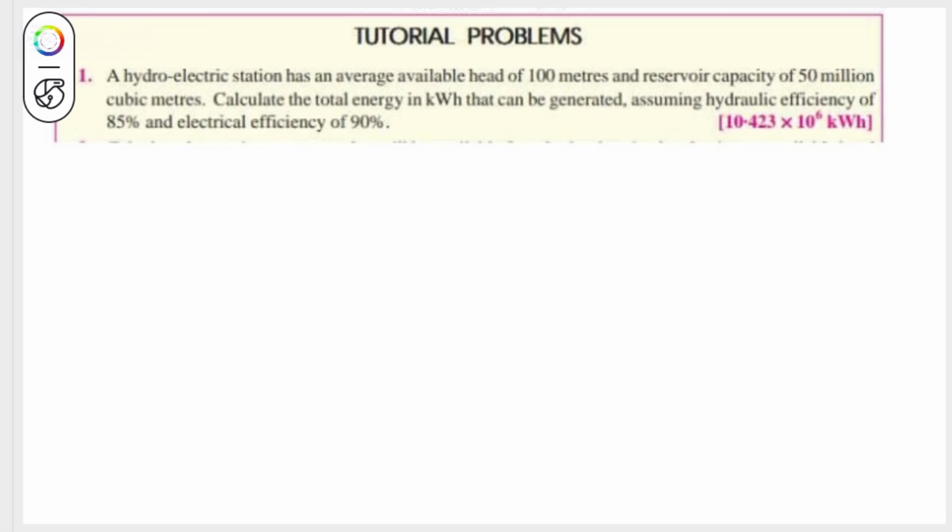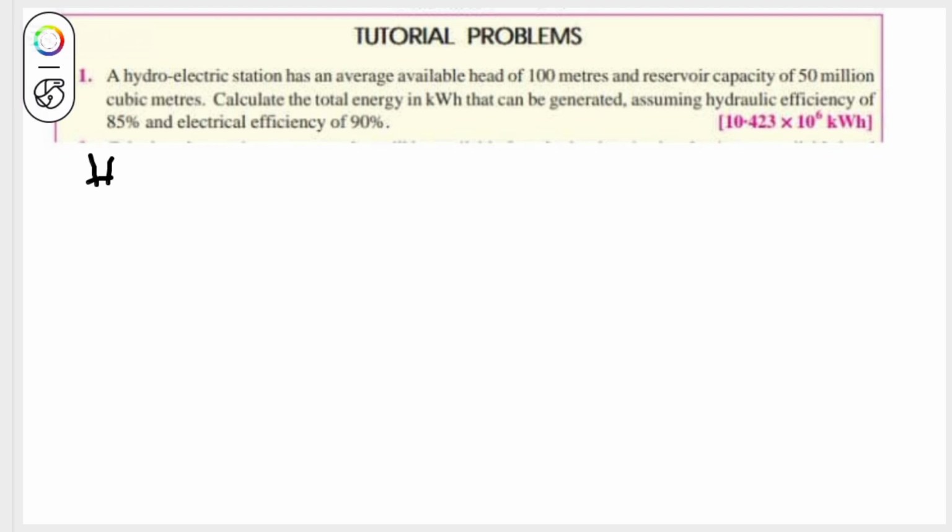a reservoir capacity of 50 million cubic meters. Calculate the total energy in kilowatt hour that can be generated, assuming the hydraulic efficiency of 85% and electrical efficiency of 90%. So the answer is given. Let's see whether we are going to find the answer. I am to calculate the total energy that is generated. So let me figure out the data.